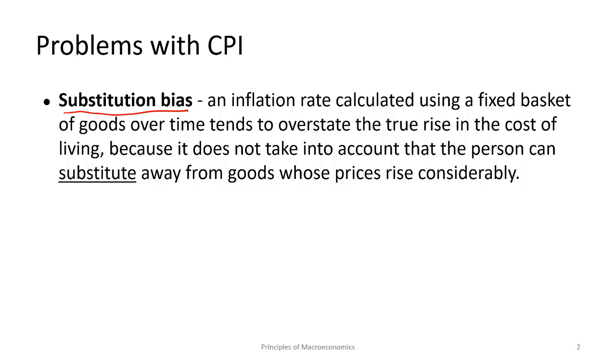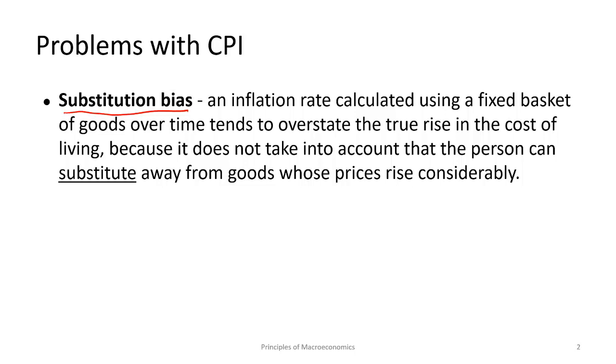However, our tastes and preferences do change, and they change with changes in prices. So if the price of a particular commodity increases, we may substitute it with something else. So what CPI does is it undermines substitution bias.